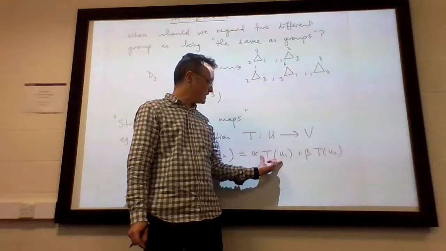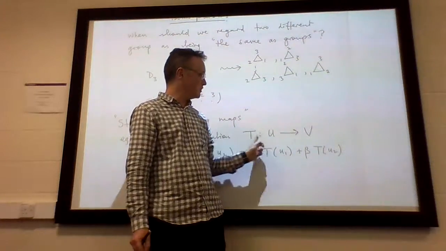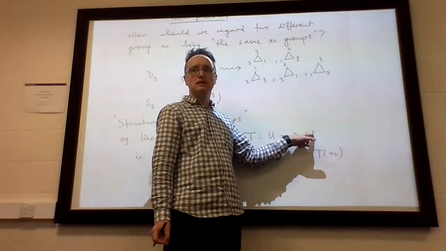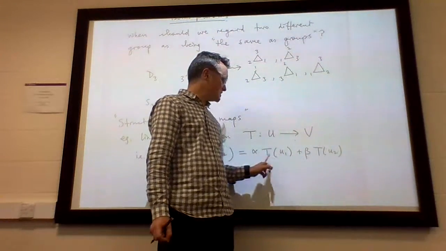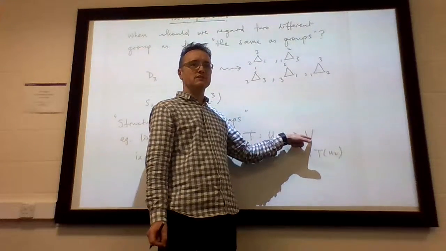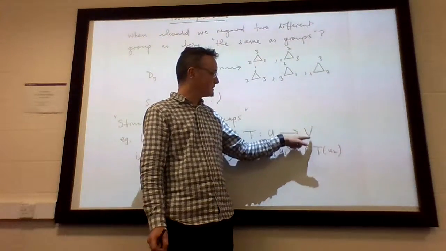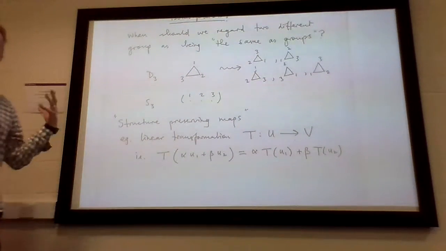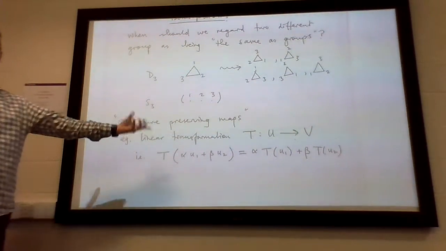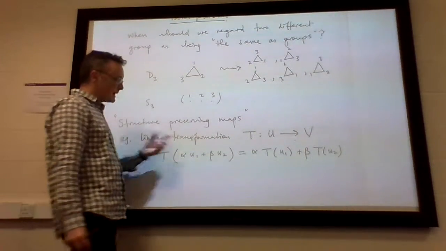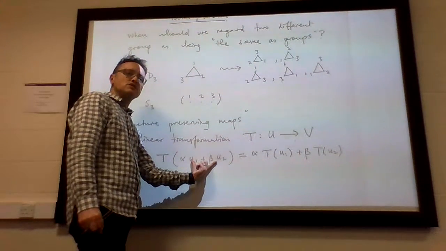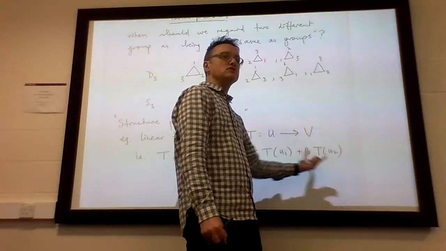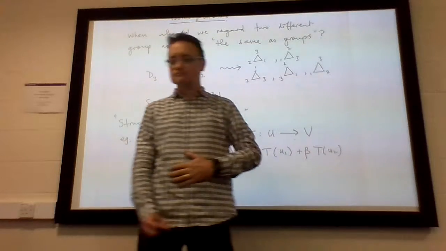This is scalar multiplication inside V because we're taking T of U1, which is an element over here, and T of U2, which is an element over here. So this is the scalar multiplication that's taking place in vector space V. This is the addition that's taking place in the vector space V. So this is one example of a structure preserving map. When you apply the map to the relevant structure, linear transformation, you get the same linear transformation of the mapped elements.